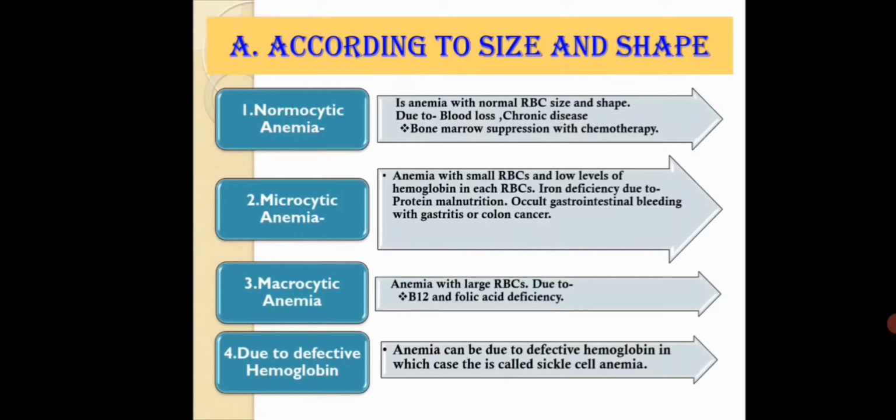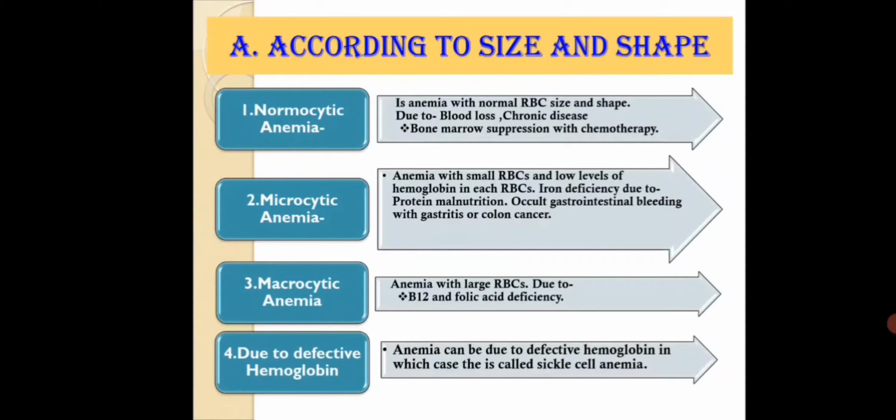Next, the third one under the size and shape classification, macrocytic anemia. Macrocytic anemia is anemia with large cells, we can say large RBCs, due mainly to vitamin B12 and folic acid deficiency. So we will see that type of anemia later on.